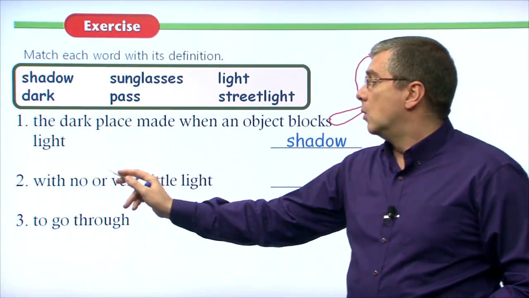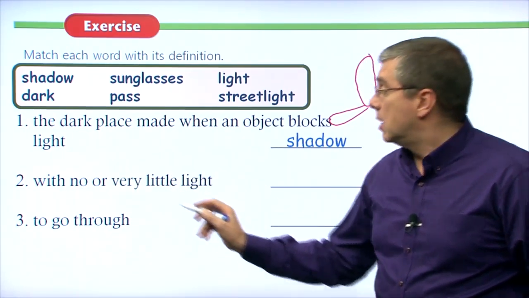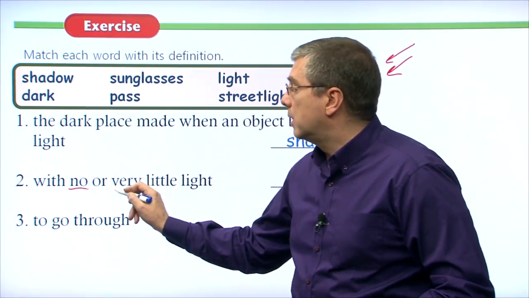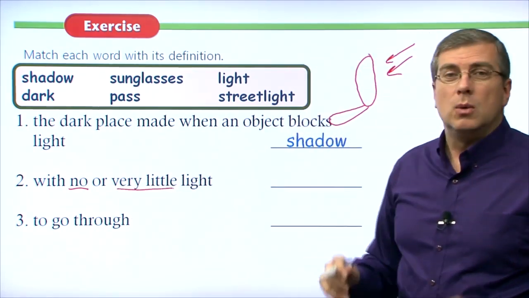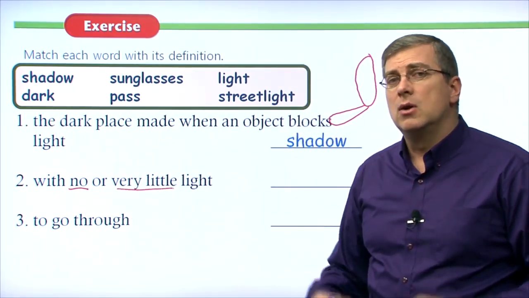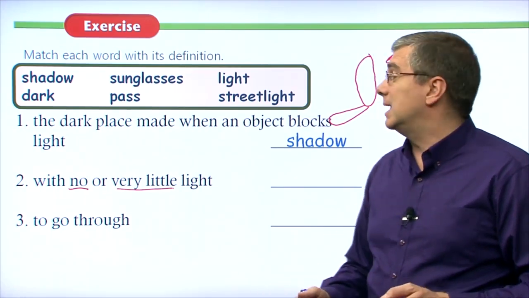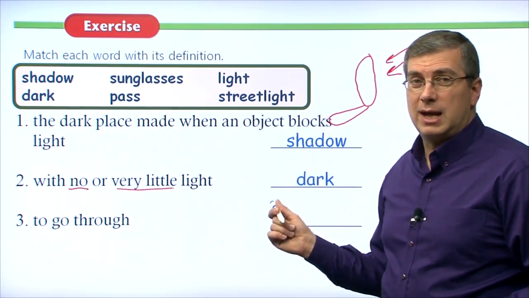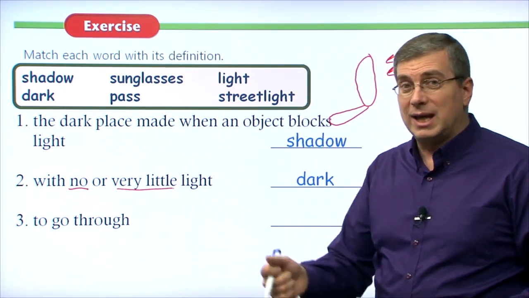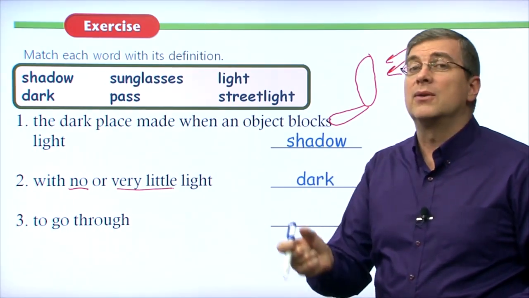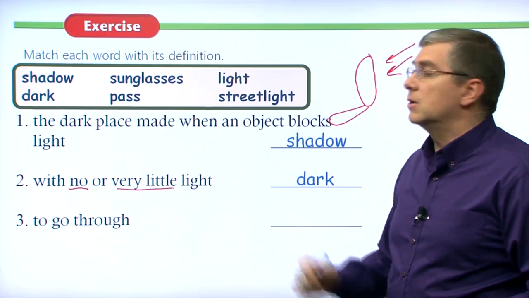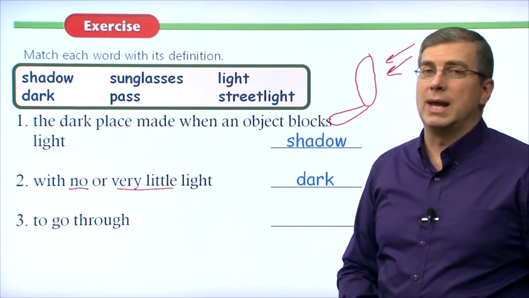Number two, with no or very little light. When we have no light or very little light, we say that it is what? It is dark outside. Bring a candle, or better yet, bring a flashlight, okay? Then you can see, you can bring your own light.